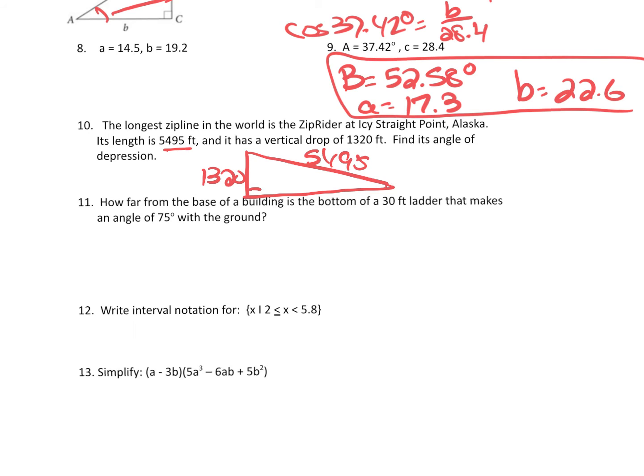Now, don't confuse this. Remember, angle of depression and elevation mean the same thing, and they must touch the horizontal. The horizontal in this case is the ground. So I know it's going to sound weird, but the angle of depression is right here. I'm going to put a little X right there. There's the angle we're looking for.